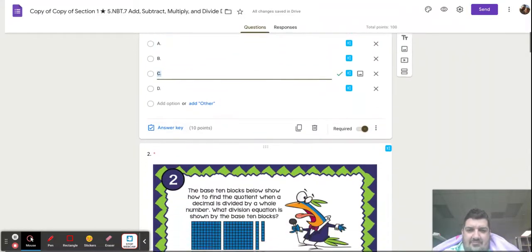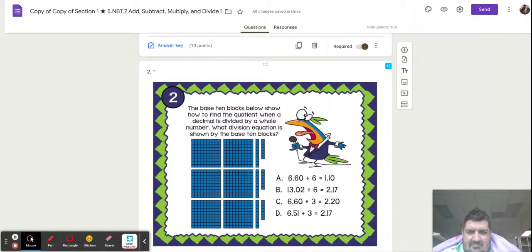And that's right. Number 2, it says the base 10 blocks below show how to find the quotient when a decimal is divided by a whole number. What division equation is shown by the base 10 blocks below? All right, so let's check this out. We know we have 3 groups. I see 3 equal groups, so I know it's not going to be A or B. So it's either going to be C or D.